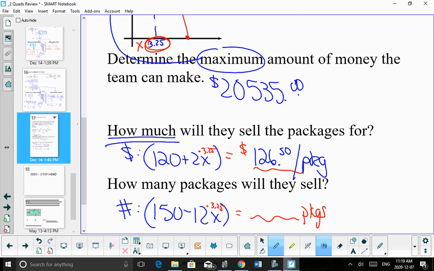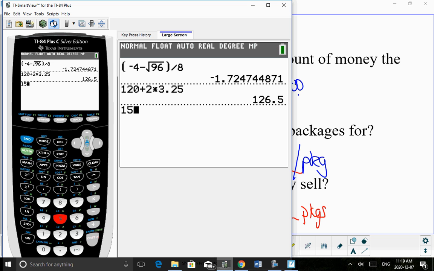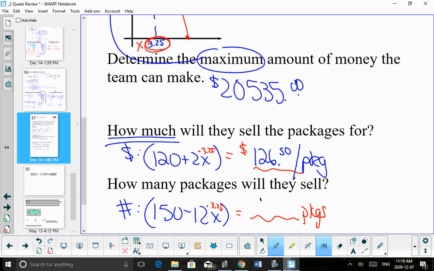Okay? And how many packages can I sell? Well, 150 minus 12 times 3.25, and that is 111 packages. So even though I'm going to be selling fewer packages than the original 150, it doesn't matter. I'm going to be making more money. I'm going to be making that maximum amount of 20,535.